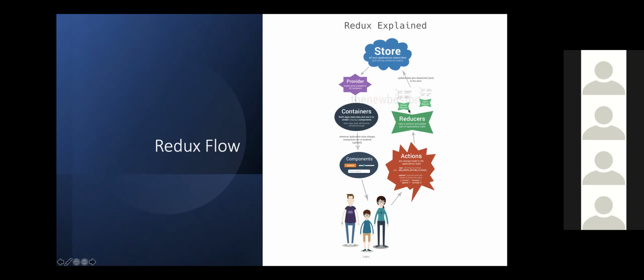Then that goes to the reducer. The reducer takes the input, merges your new state and updates your state. Then it passes that new information to all the children which are listening to it. Then it comes back to the components. Again, another same explanation with a different flowchart, right?